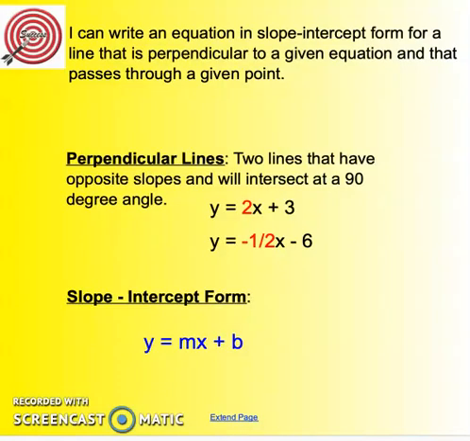Today our target is: I can write an equation in slope-intercept form for a line that is perpendicular to a given equation and that passes through a given point.